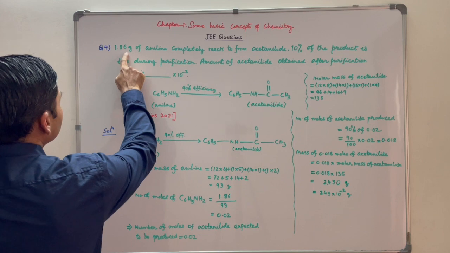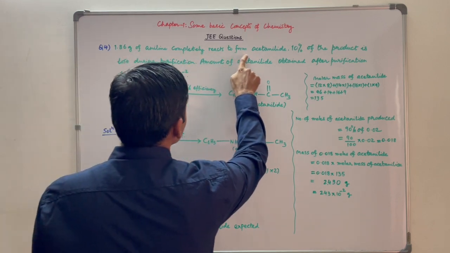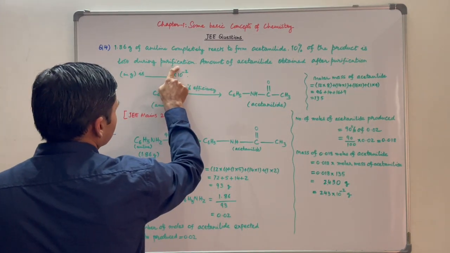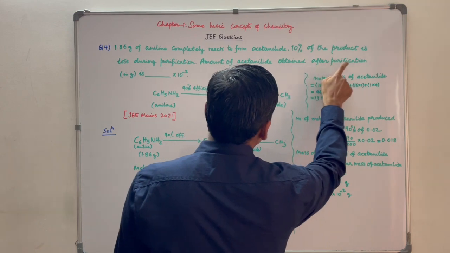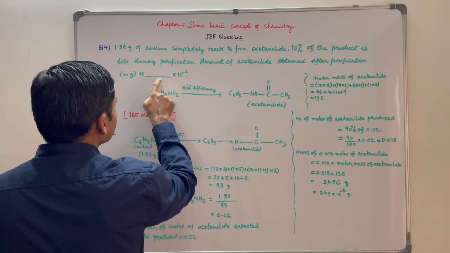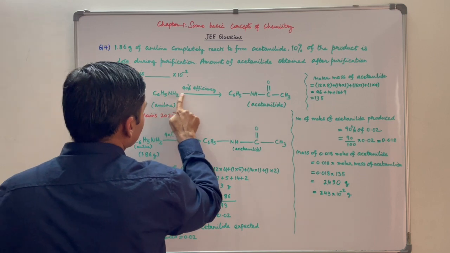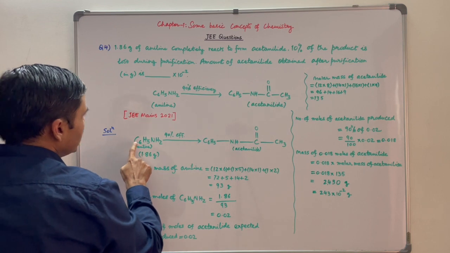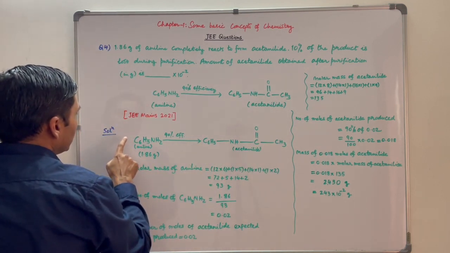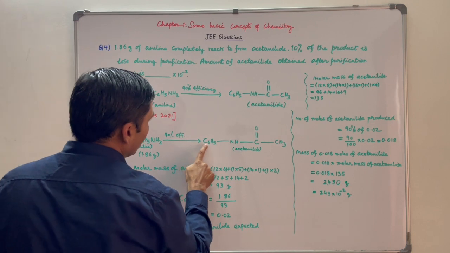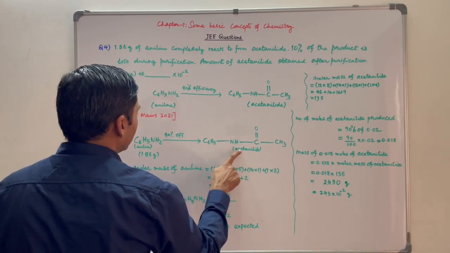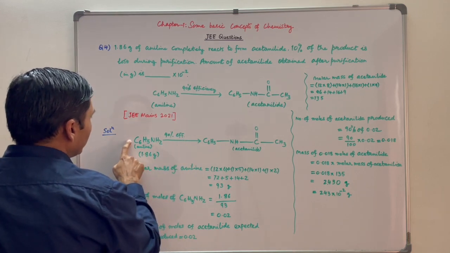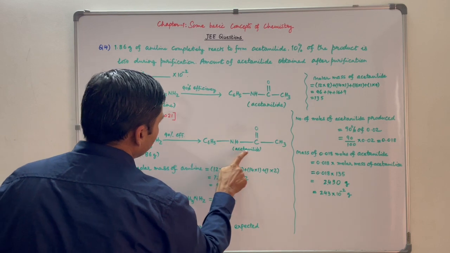Fourth question: 1.86 gram of aniline completely reacts to form acetanilide. 10% of the product is lost during purification. The amount of acetanilide obtained after purification in gram is something into 10 to the power minus 2. This is the chemical reaction. This question appeared in JEE Mains 2021. From this chemical reaction, it is clear that 1 mole of aniline produces 1 mole of acetanilide if there is no loss of product during purification. Considering the loss during purification, 1 mole of aniline produces only 0.9 moles of acetanilide.